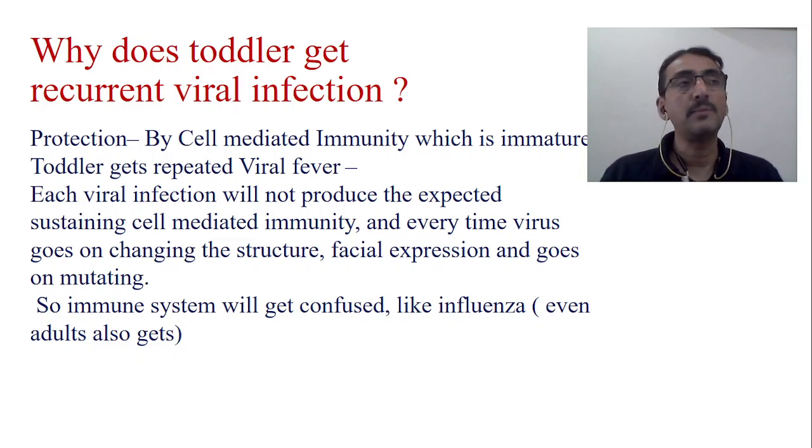So the immune system will get confused, like for example in influenza, etc. This also happens in adults sometimes, with immunocompromised patients. But in children it does happen. Why? Because the cell mediated immunity is not so mature in children. It is quite immature. Therefore, each time when infection occurs, the cell mediated immunity is not able to produce the expected level of immunity.